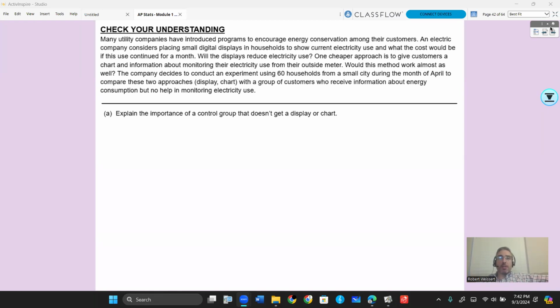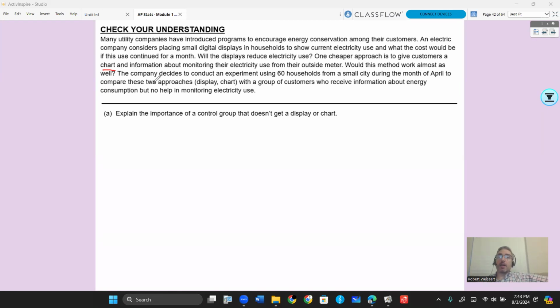Many utility companies have introduced programs to encourage energy conservation among the customers. An electric company considers placing small digital displays in households to show current electricity use and what the cost would be if this use continued for a month. Will the displays reduce electricity use? One cheaper approach is to give customers a chart and information about monitoring their electricity use from the outside meter. Would this method work almost as well?